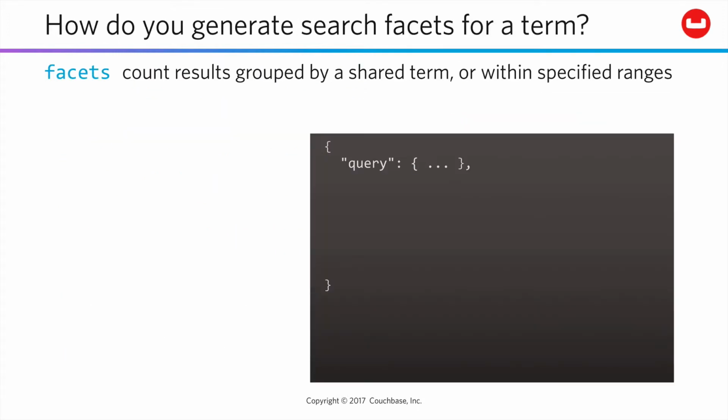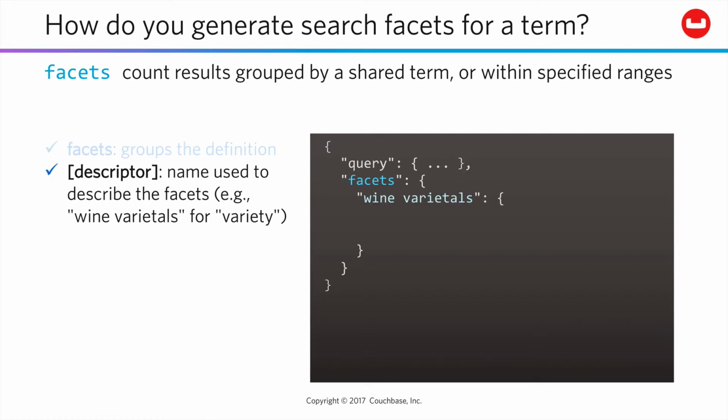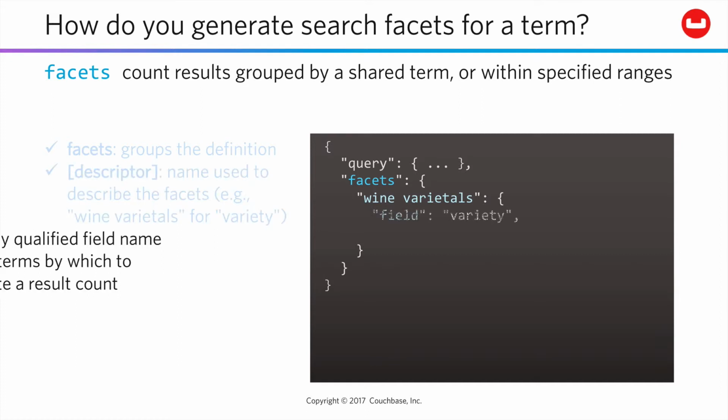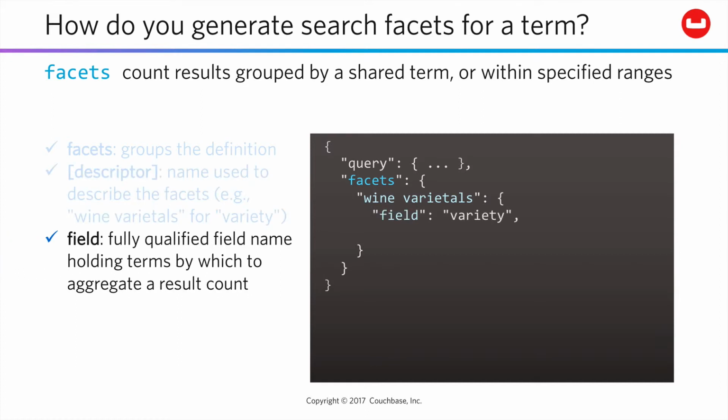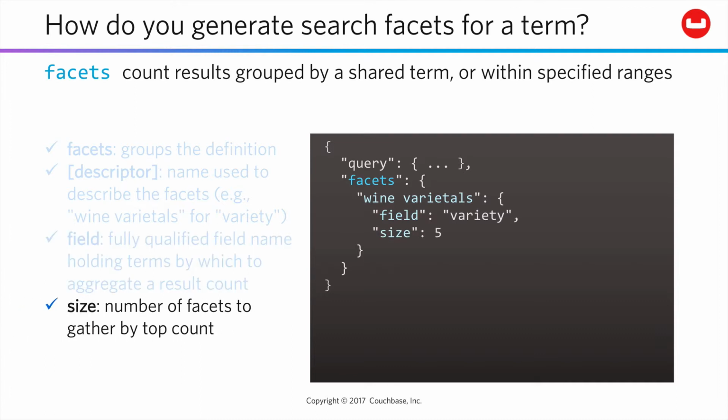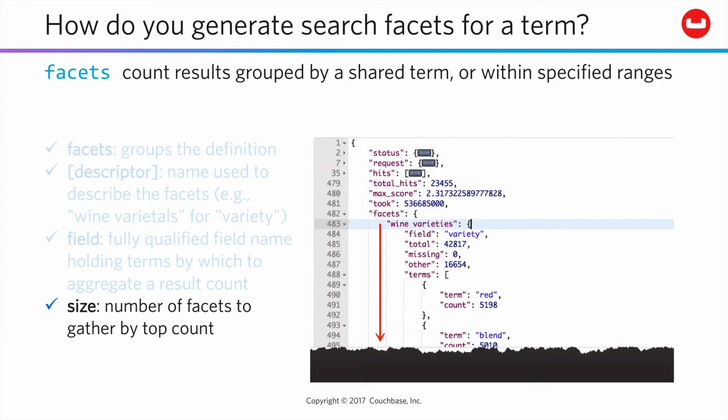Facets can be added to an existing search. The facets keyword groups the facet definition. Within this, you add your own label to describe the facets being generated, such as perhaps wine varietals for facets being generated from the variety field in wine product documents. You specify the target field to be faceted, and then you set the size for the facets, which is a number of facets to generate, and is treated as a top n limit. For example, a size of 5 would return the 5 target field values having the top 5 highest counts.